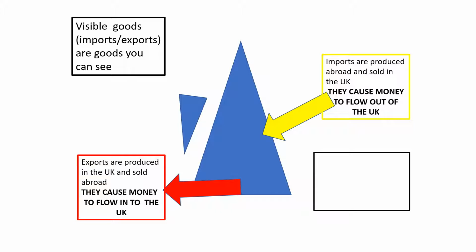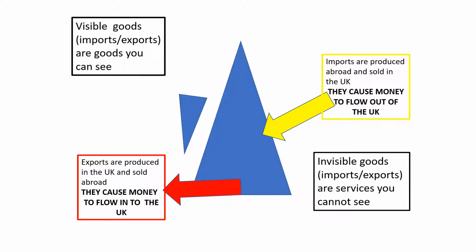And we, as a nation, export very few visible goods, but we import absolutely tons. If you think about all our food, all our clothes, all our technology, they are imports. They're made abroad and they come to the UK.